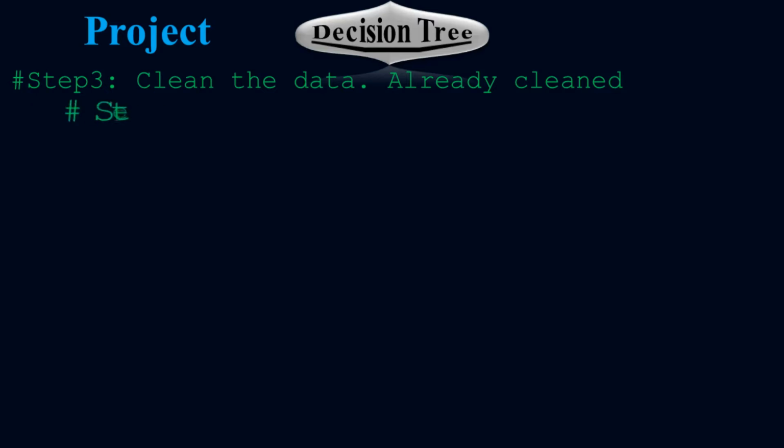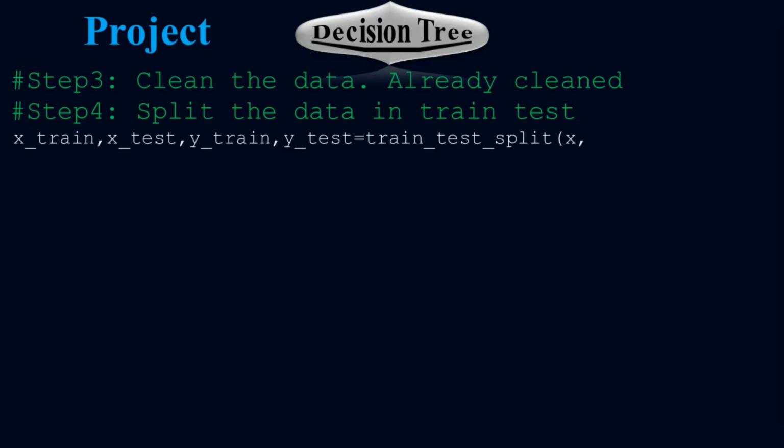Go for the fourth step. In the fourth step, split the data into train and test sets. Do the splitting process. So with this one line of code, we have x_train, x_test, y_train, y_test equals train_test_split of x, y, test_size equals 0.2. Look here, with this one line of code, we have split the data into train and test sets. For the train, we have x_train and y_train, x_test and y_test.